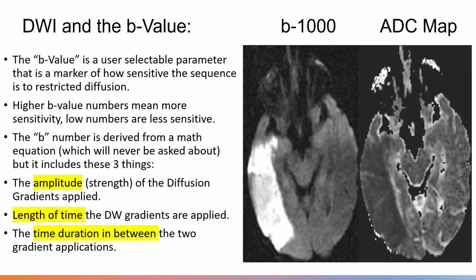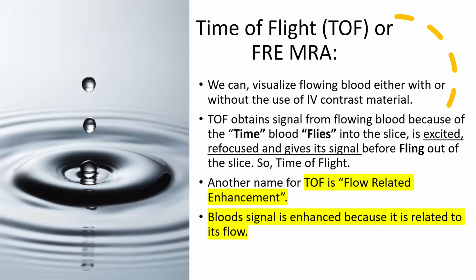What's the B value? I use that term. A B value is a number that quantifies the amplitude of the diffusion gradients, the length of time that they are turned on either side of the 180, and the time in between them. A high B value is going to be more sensitive to restricted diffusion. So high numbers, high degree of sensitivity. Low numbers, low degree of sensitivity to finding or imaging restricted diffusion.